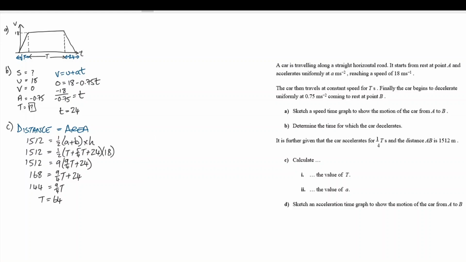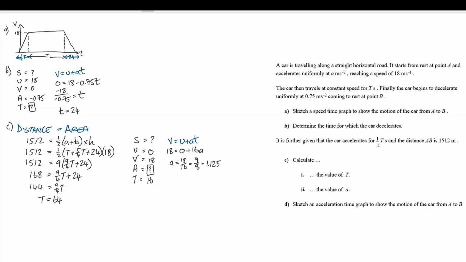Now let's find the acceleration. We'll collect SUVAT variables for the initial part of the journey. Initial velocity of 0, final velocity of 18. We're looking for the acceleration. And here's an important point. We know that the time is 1/4 of t. Well, if t was 64 seconds, 1/4 of 64 is 16. 16 seconds, that's how long the car was accelerating for. Let's put this into the formula v equals u plus at. Substituting in the values that we're going to work with, acceleration is 18 divided by 16. 1.125 meters per second squared.